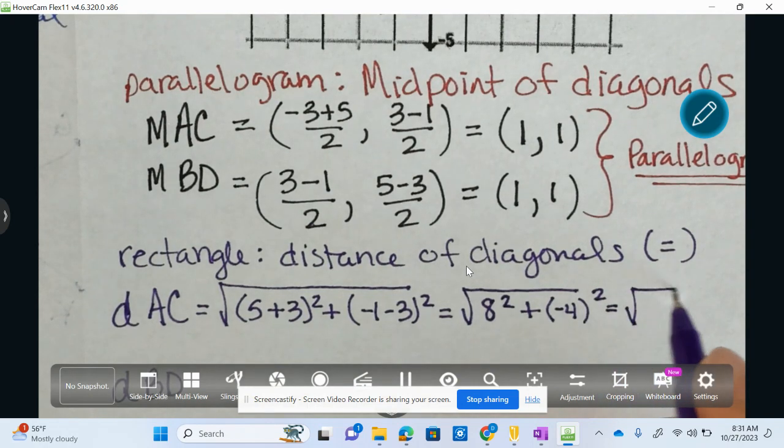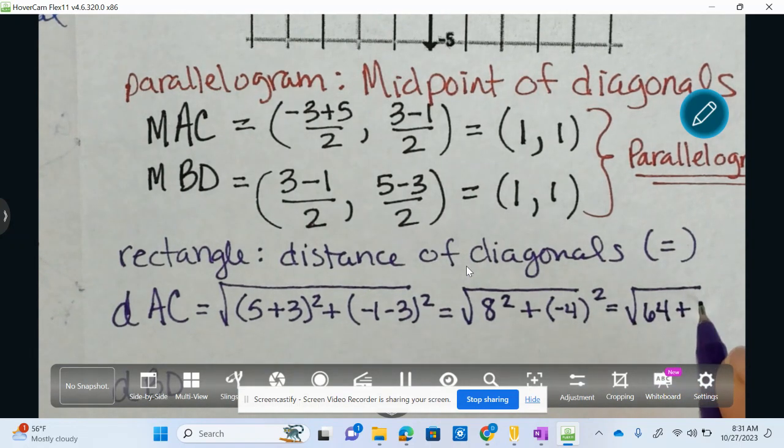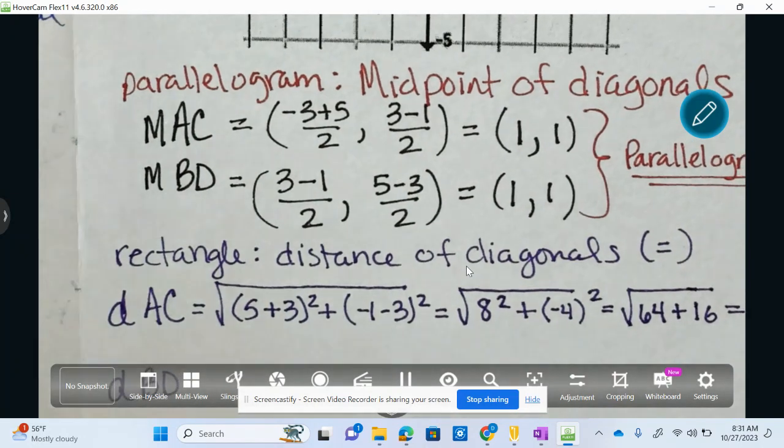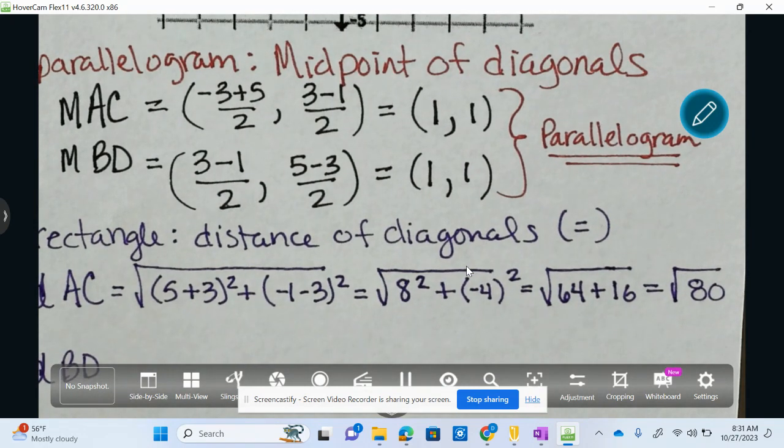But what is 8 squared? And what is negative 4, the quantity squared? And 64 plus 16 equals, so I have the square root of 80.